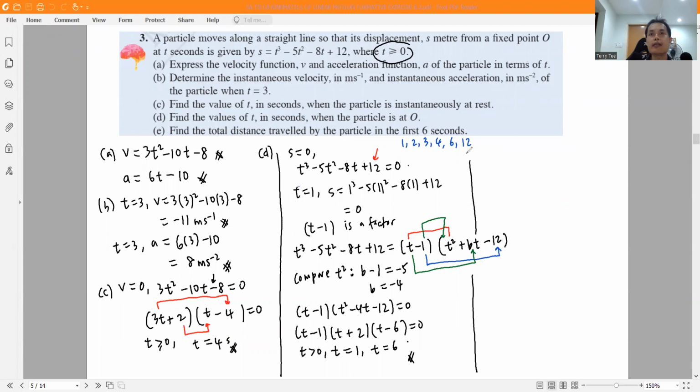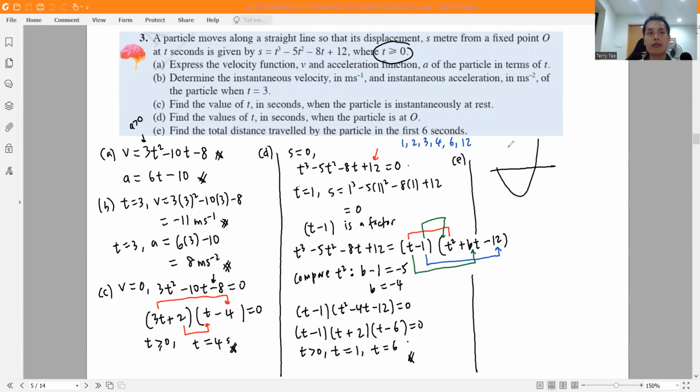Okay, last part. Find the total distance traveled in the first 6 seconds. Now to understand the total distance traveled, we can actually use the graph of velocity-time. You can also use a number line. Normally what I encourage my students to do is to sketch the velocity-time graph. We can see that it has a positive coefficient, meaning it's a smiley face. So we can do a rough sketch like this.